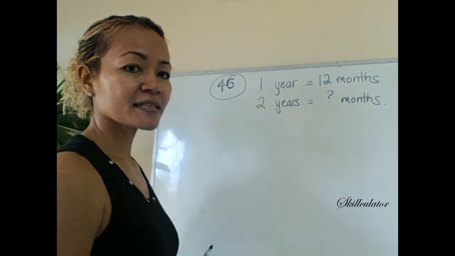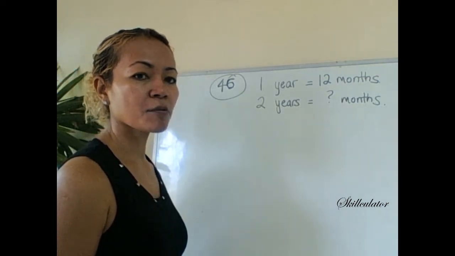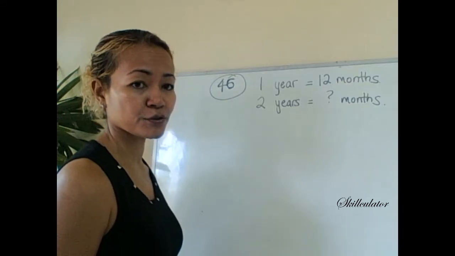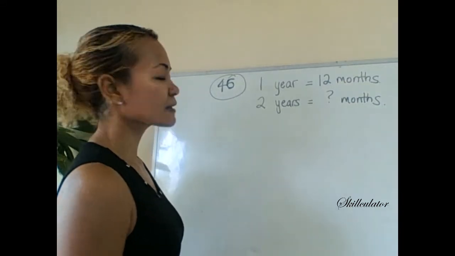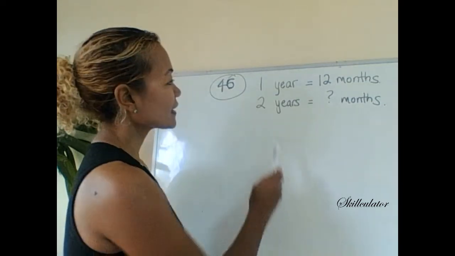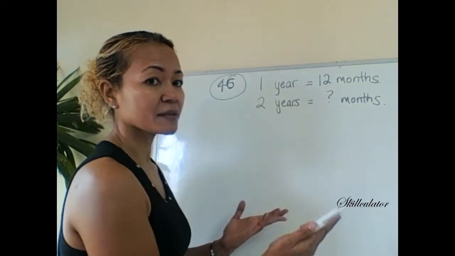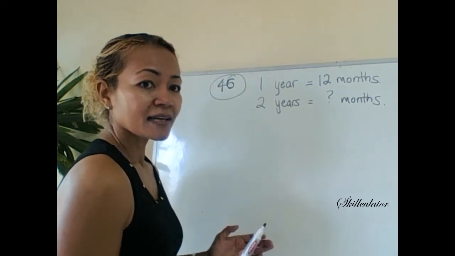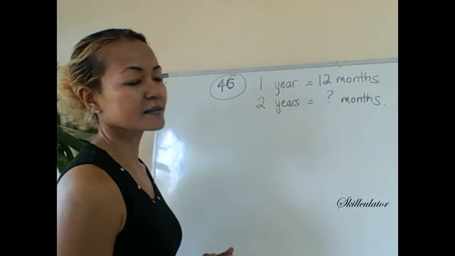In number 46, you are asked how many months Mr. Andrew has worked at the factory, and he's been there for 2 years. So you start at the beginning. 1 year is equal to 12 months, right? 2 years is equal to how many months? Because that's what the question is asking you. How many months falls within the 2-year period?